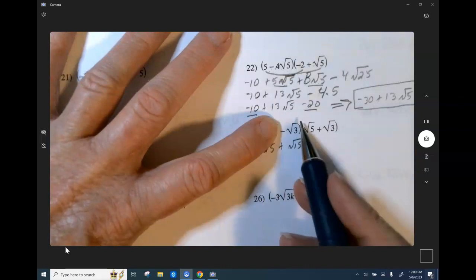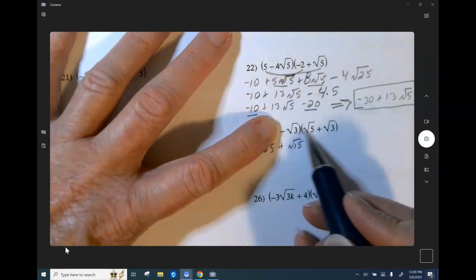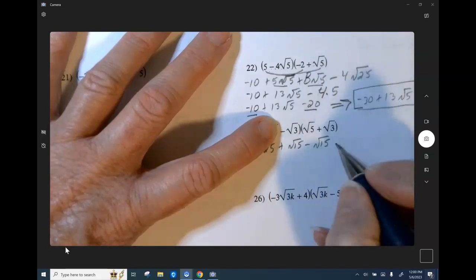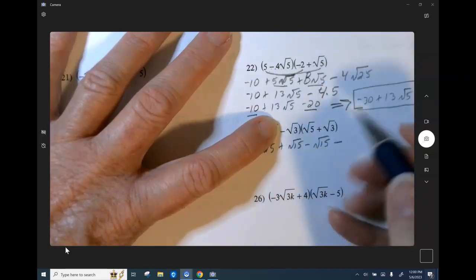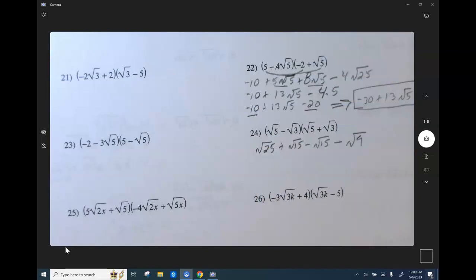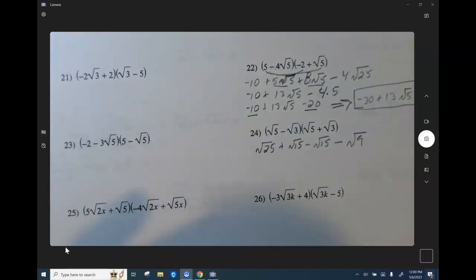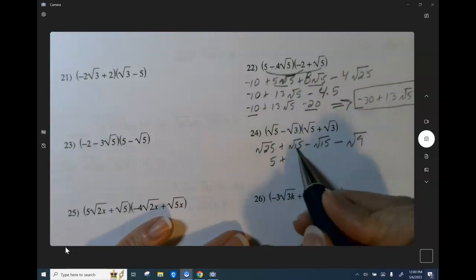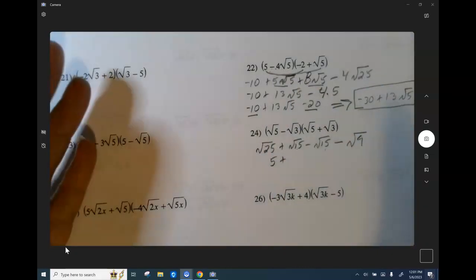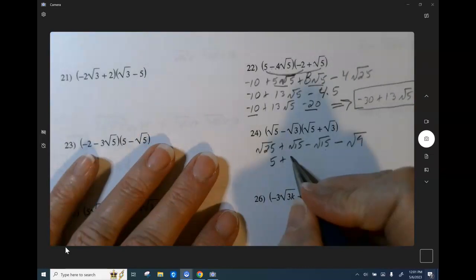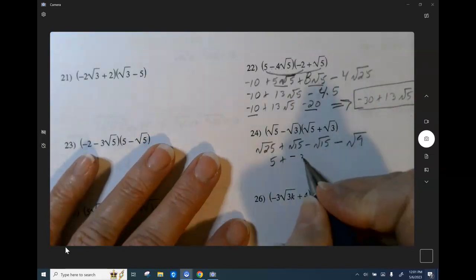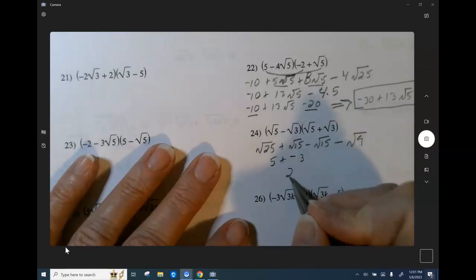Now, notice I just moved my finger over. Negative square root 3 times square root 5 is a negative square root 15. Minus square root 3 times square root 3 is square root 9. Woohoo! This is a fun one. So now we have 5 plus square root 15 and negative square root 15. Those drop out. So then I have a minus, because I already have the plus written down, minus square root of 9 is 3. So that gives us 2.